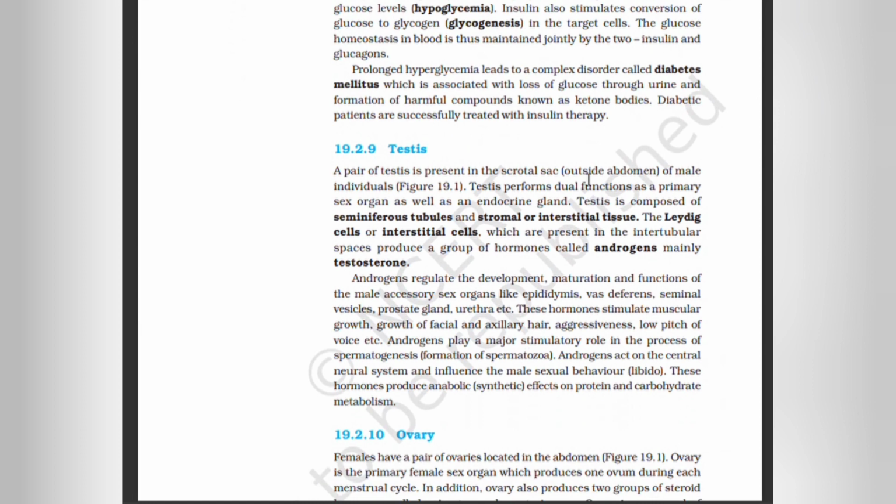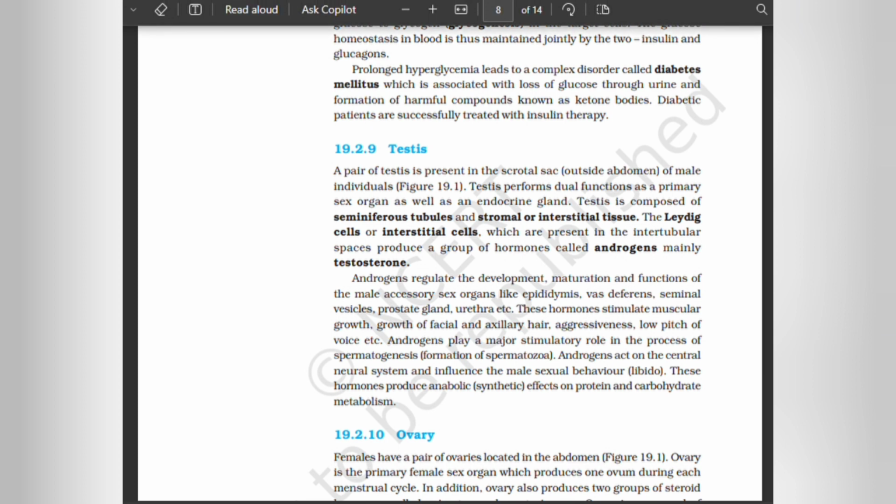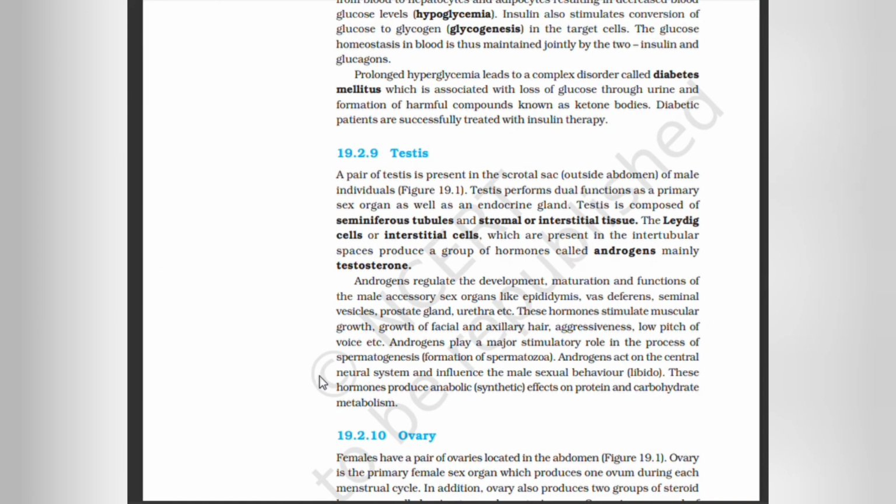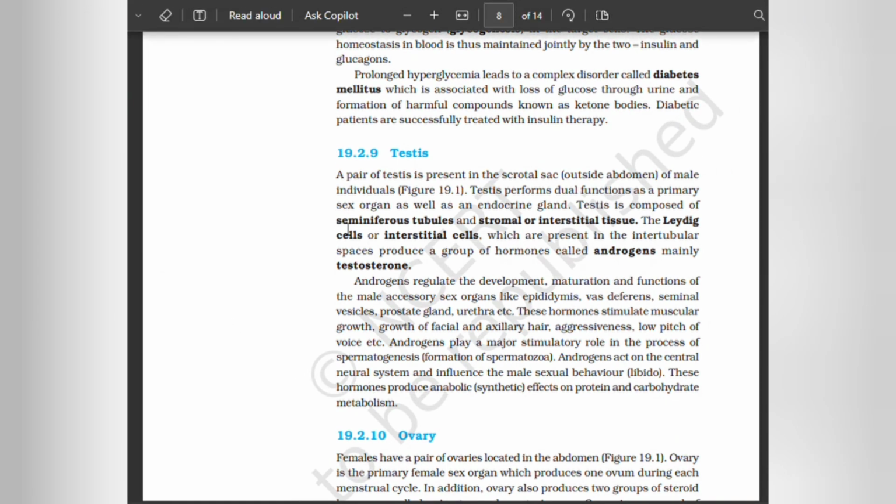Next is the testis. A pair of testes is present in the scrotal sac of male individuals. Testis performs dual functions as a primary sex organ as well as an endocrine gland. Testis is composed of seminiferous tubules and stromal or interstitial tissue. The Leydig cells or interstitial cells, which are present in the intertubular spaces, produce a group of hormones called androgens, mainly testosterone. Androgens regulate the development, maturation, and function of the male accessory sex organs like epididymis, vas deferens, seminal vesicles, prostate gland, urethra, etc.